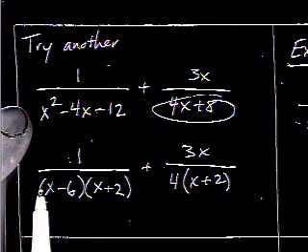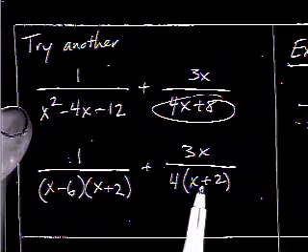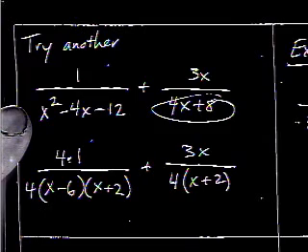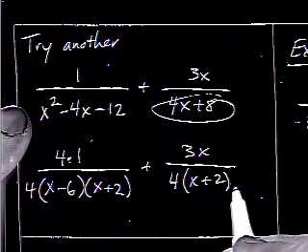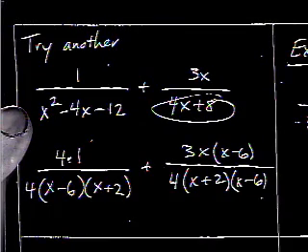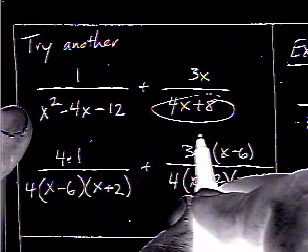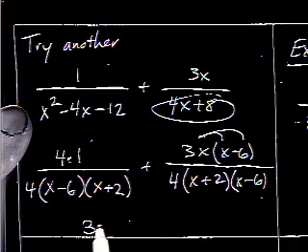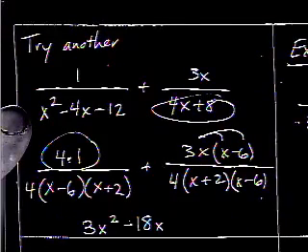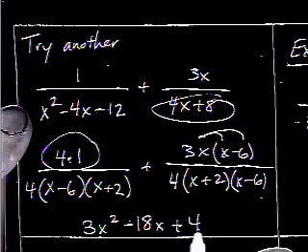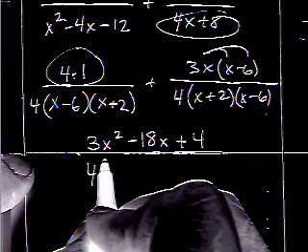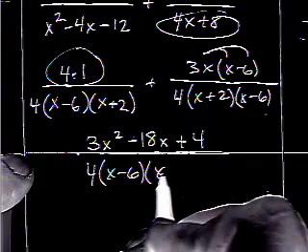Alright, so what am I missing over here that I have on the other one? I'm missing a 4 for 1, so I definitely need to multiply the top and bottom by 4. What am I missing over here? I'm missing an x minus 6. So I'm going to multiply the top and bottom by x minus 6. Okay, we can distribute this and have 3x squared minus 18x plus the 4 that's over here, all over 4 times x minus 6 times x plus 2.